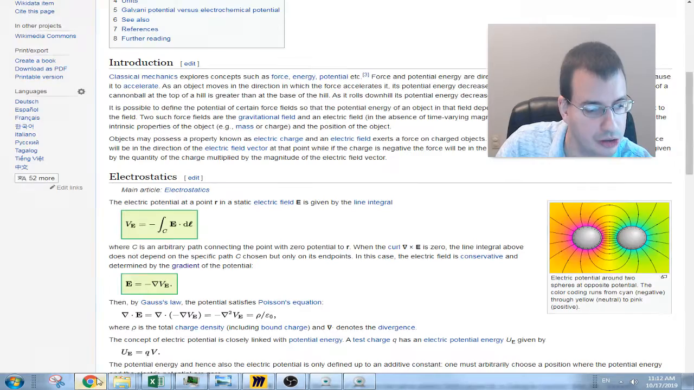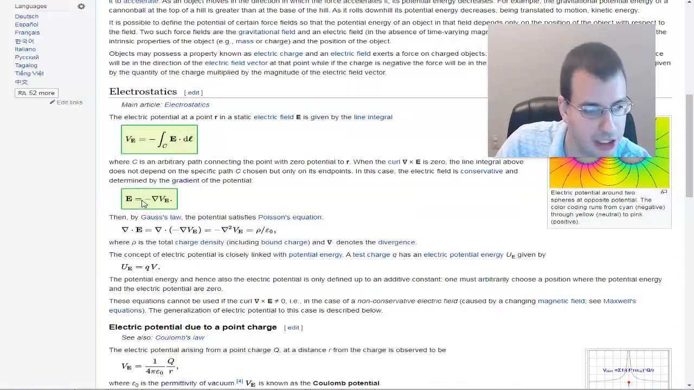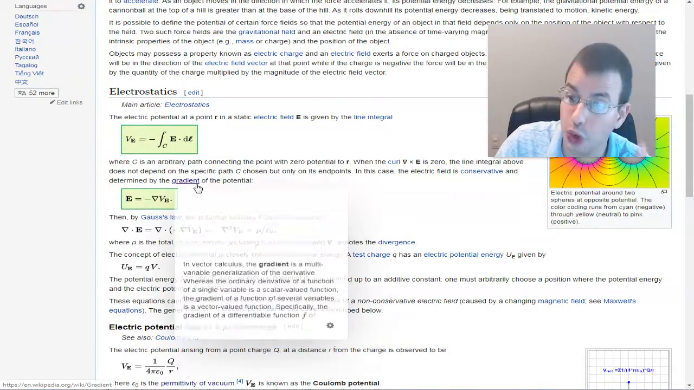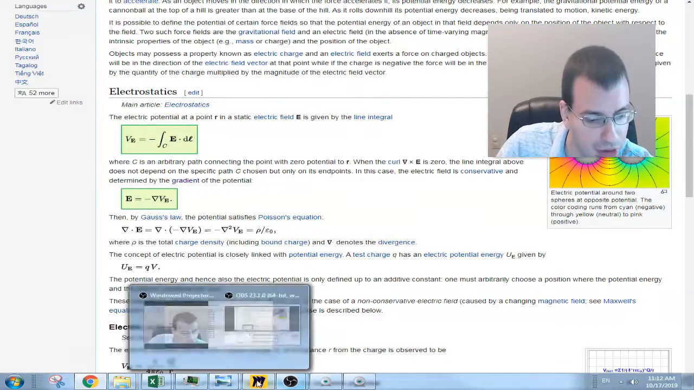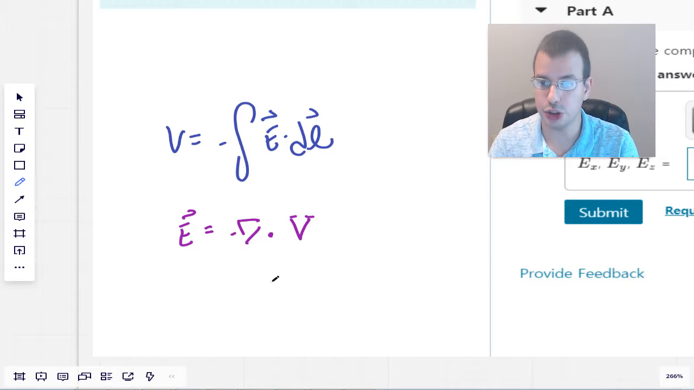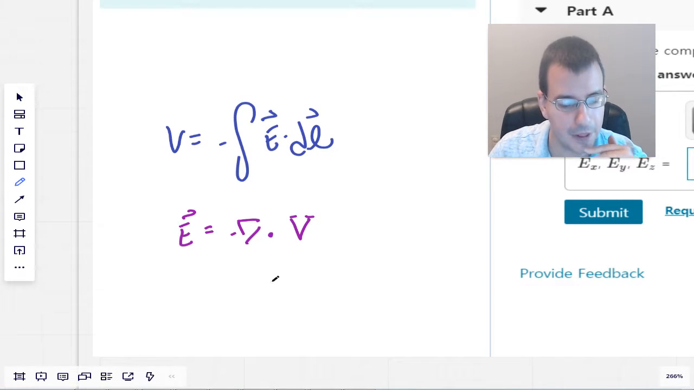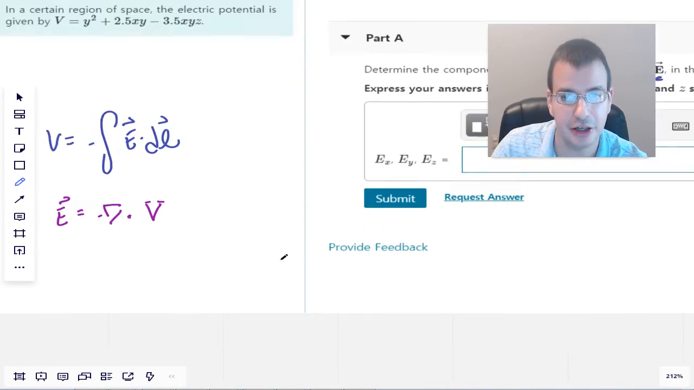So make sure, yep, right here: E equals negative gradient. The electric field is conservative and determined by the gradient of the potential. Okay? So now we know what the gradient is. At this point, we need to find out how we use the gradient in this case.